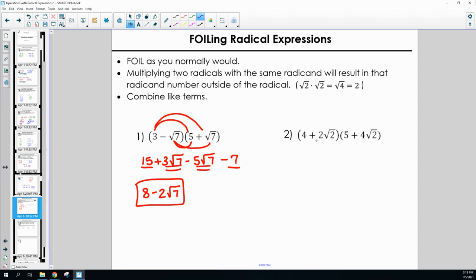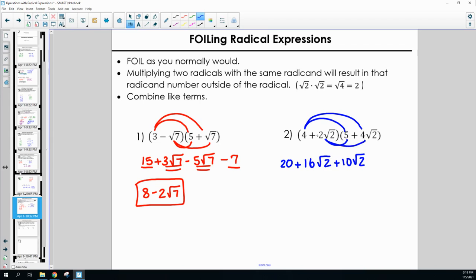Okay, so let's look at the second example. So again, we're going to FOIL. 4 times 5 is going to give us 20. 4 times 4 square root 2, we're going to multiply 4 times 4, so that's going to be 16 square root 2. 2 square root 2 times 5, so we're going to multiply the 2 in front with the 5, so we get 10 square root 2.